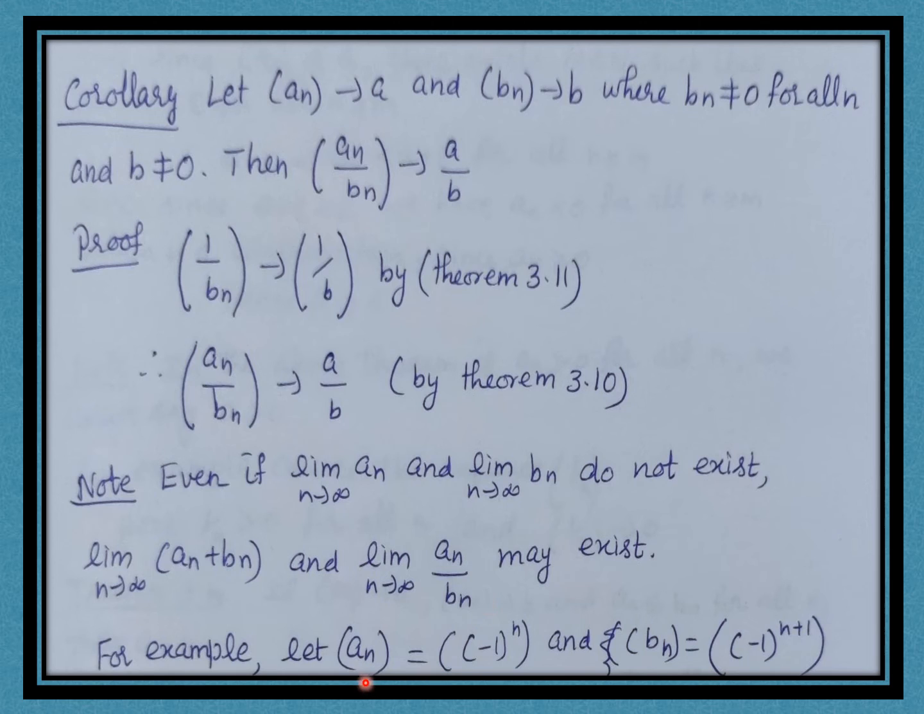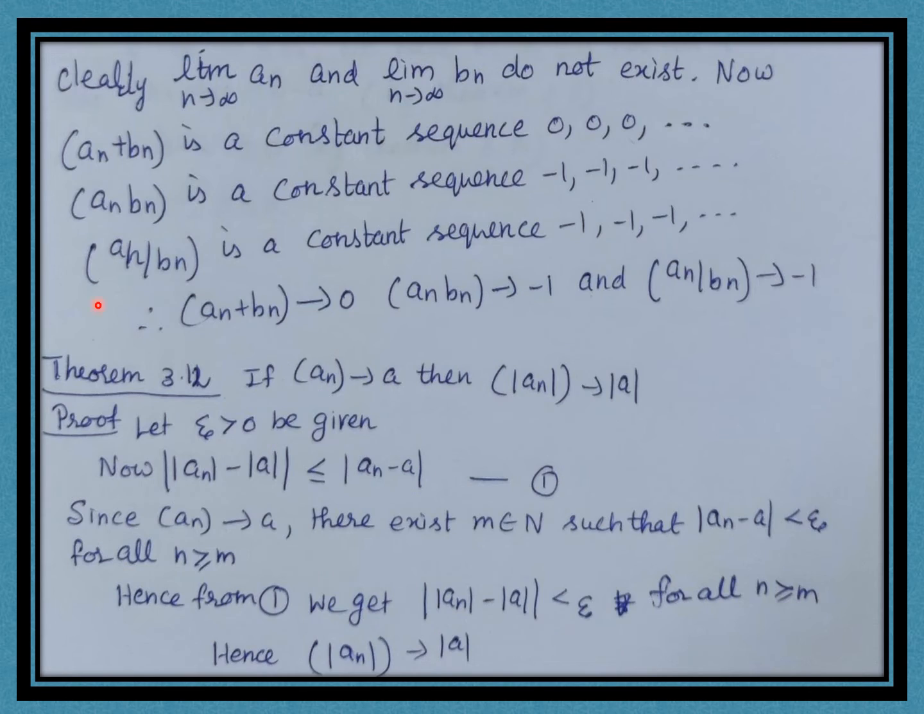For that, let us take the example: the sequence an as (minus 1) power n and the sequence bn as (minus 1) power n plus 1. The first sequence has alternating terms minus 1, 1, minus 1, 1, minus 1, 1, etc. And the second sequence has the values 1, minus 1, 1, minus 1, etc. So the sequence an is a sequence of alternating terms, that is, the first value is minus 1, the second value is plus 1, minus 1, plus 1 and so on.